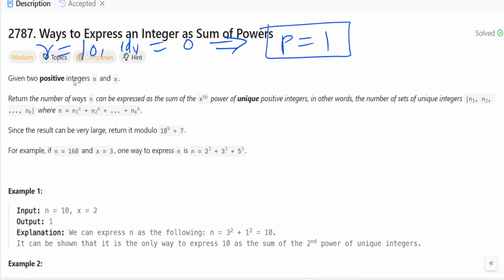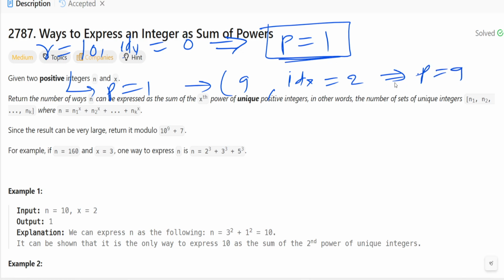Then we'll take this power, p equal to 1, and we'll say what is the remaining? Remaining is 9. Now increase the index, idx will say 2. How many will we get here? We'll get p is equal to, we are taking 2, so the value becomes what? P equal to 9, correct? 2 to the power, if idx 2, will multiply how many times? 2 times, and we'll get p equal to 9, right?